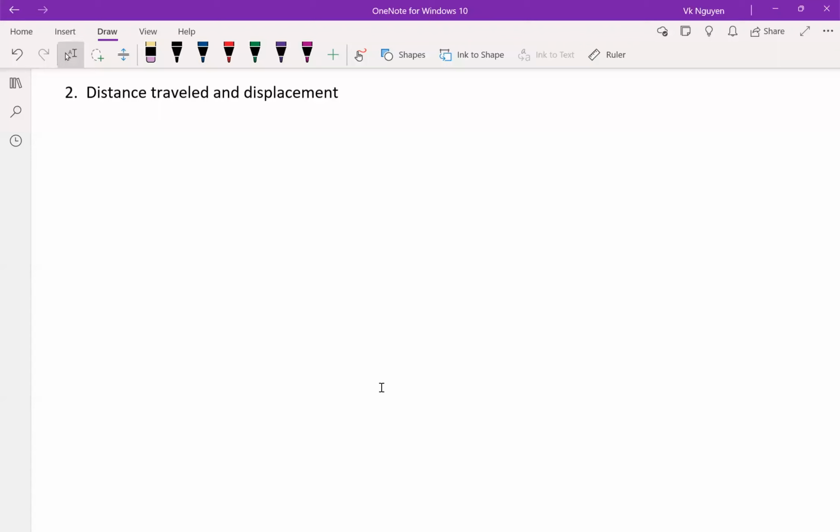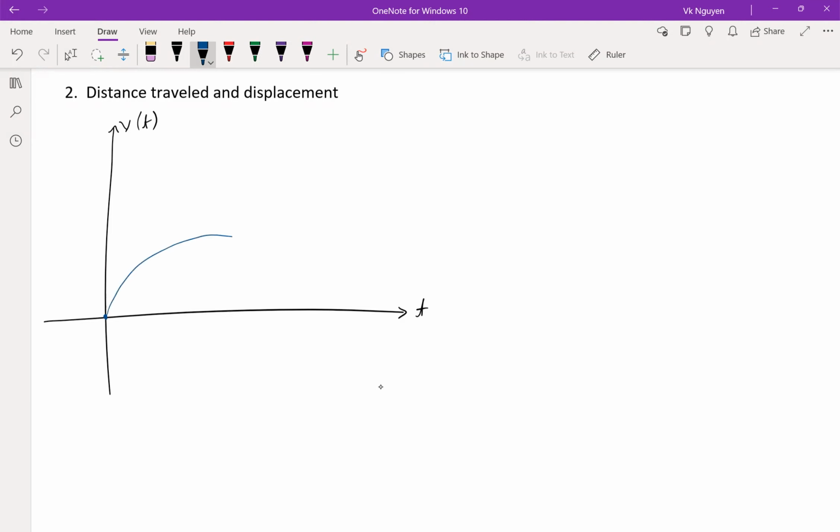Two, distance traveled and displacement. Imagine a car speeding on a road. We have t for time and v(t) for the velocity. The car begins to speed up at t equal to 0, and it travels a distance. Then it wants to make a U-turn. To make a U-turn, it has to slow down and then turn. When it runs in the opposite direction, the velocity is going to be negative.